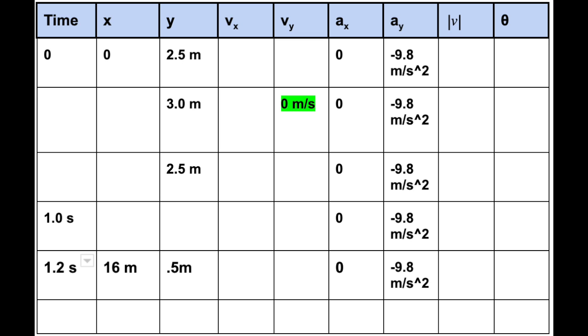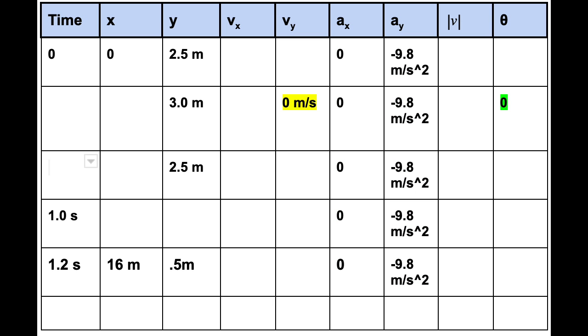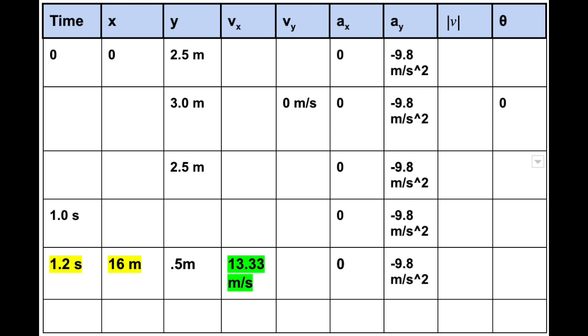In the next column, we know that Vy1 is 0 at the apex. The next two columns, AX and AY, are constants of 0 and negative 9.8 meters per second squared. We don't yet know the absolute velocity, but we do know that theta 1 is 0 since Vy is 0. In other words, the ball is traveling horizontally. Now we must solve for the missing values.